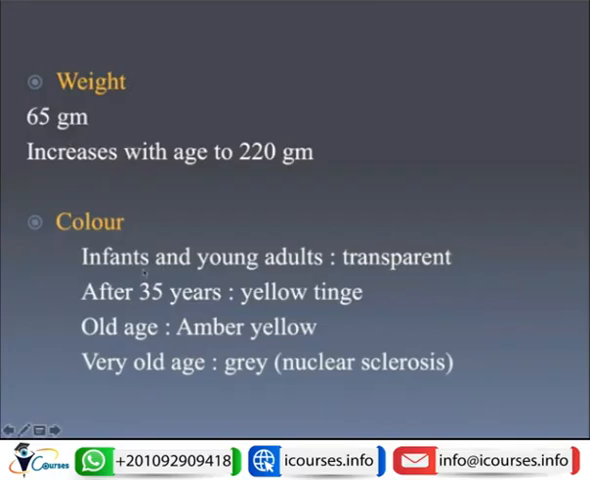The color of the lens again is different according to the age, meaning that in infants and young adults it is transparent, while as we get older the lens acquires a yellow hue that becomes a yellowish tinge at 35 years old. With old age it becomes amber yellow, and very old it becomes gray, what's called nuclear sclerosis, due to impairment of antioxidant mechanisms that we will mention again in the physiology. So we'll know why the lens gets opaque as we get older.